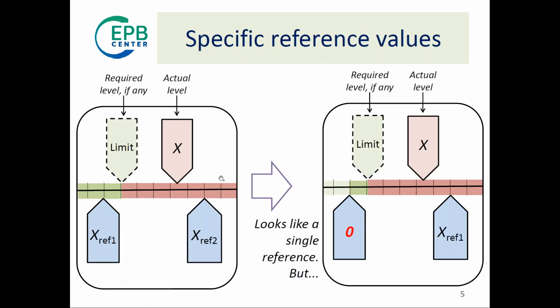If we zoom in on these reference values, you see here the same picture as you saw before. You could say, okay, I take as a first reference 0, and then I have only 1 reference value. So in fact, you would still have 2 reference values, but the 0 is a kind of implicit reference value in this case.